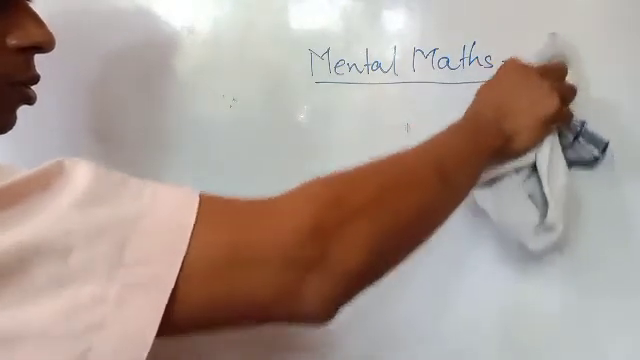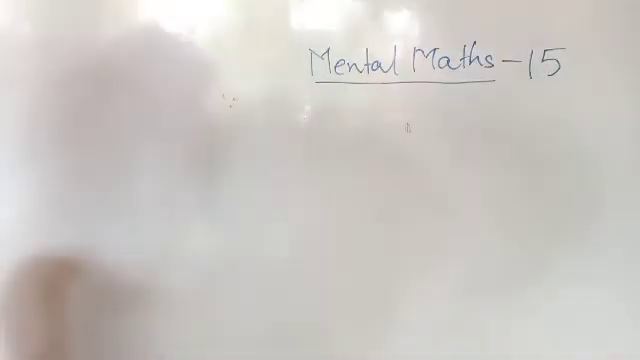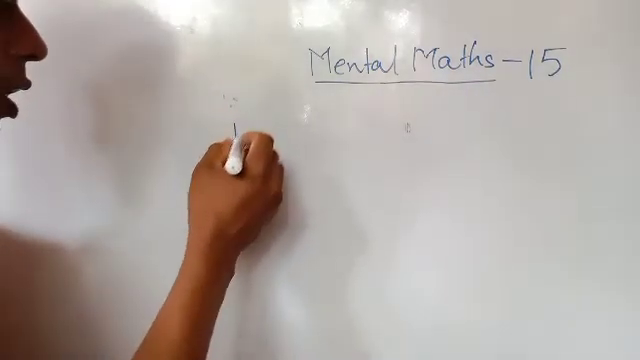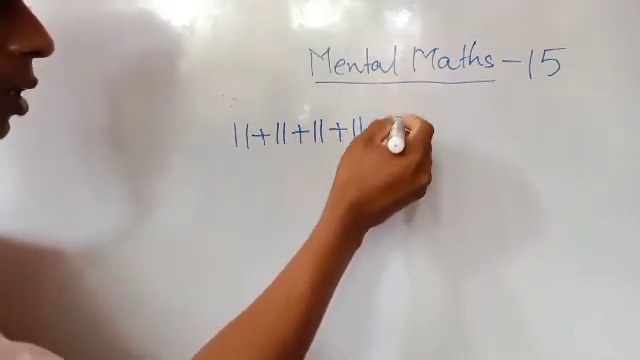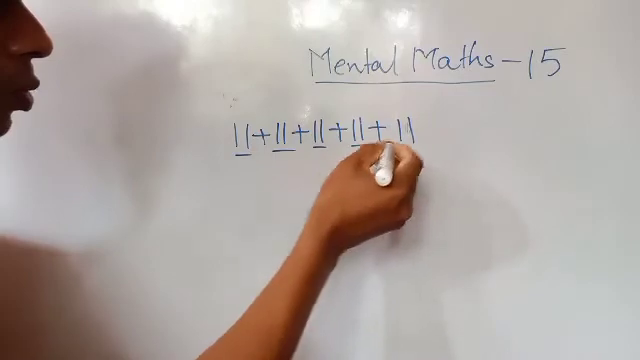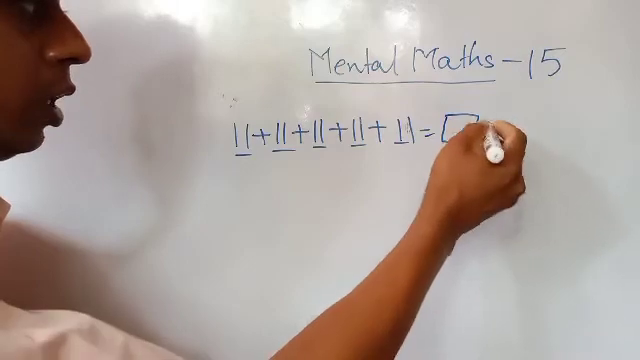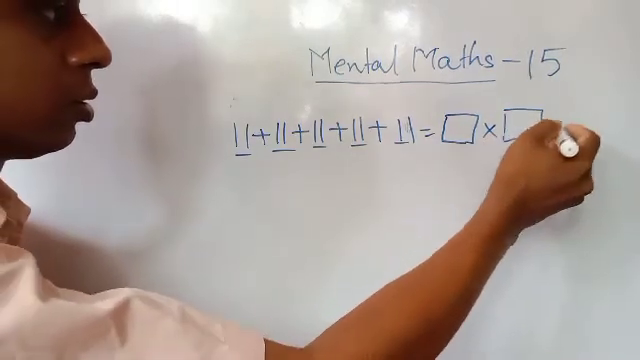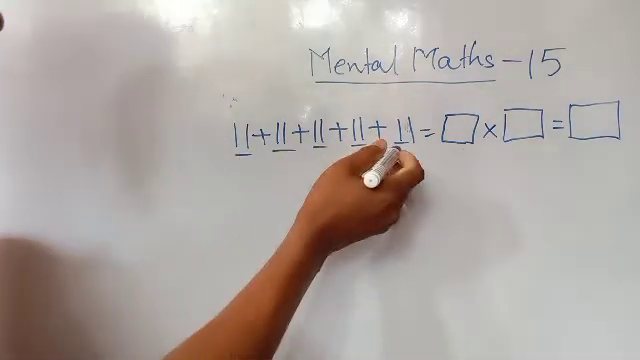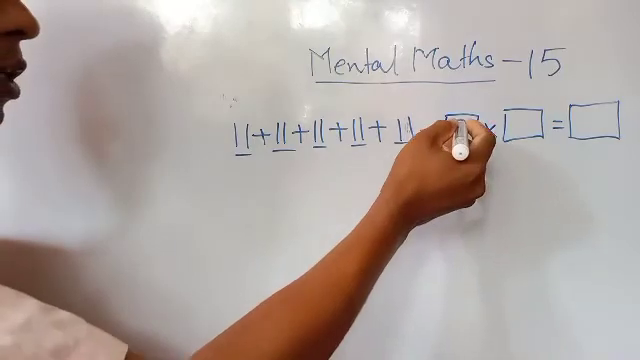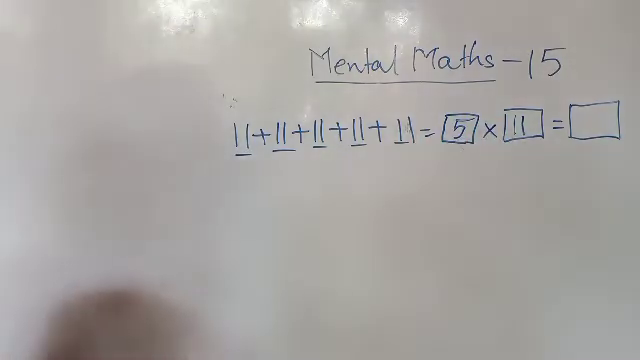Now, some sums I am showing you from mental math. First one I am showing: 11 plus 11 plus 11 plus 11 plus 11. How many times? 1, 2, 3, 4, 5 times. So same number you are adding 5 times. So you write here 5. How many times? 5. Which number you are adding? 11. So 5 times 11 means 5 into 11.